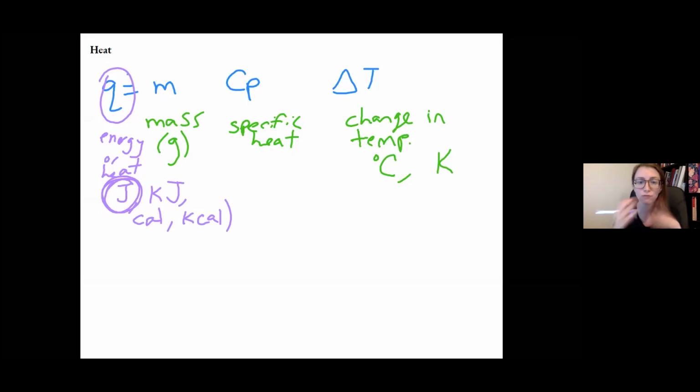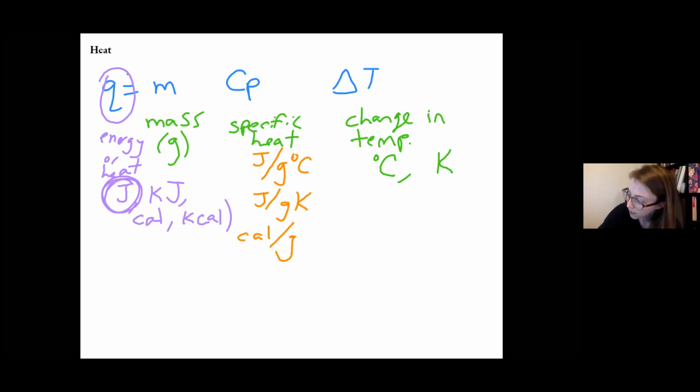Okay, so I had avoided telling you the units for specific heat up until now. Some of you might be able to figure out where they come from once I give you the units. But oftentimes our units for specific heat are J over g degree C. So that would be joules per gram degree Celsius. But sometimes they could be joules per gram Kelvin, or calories per gram Kelvin or degree Celsius.